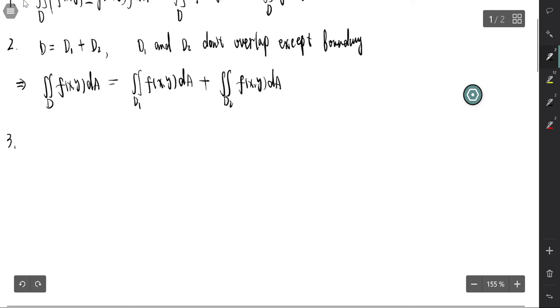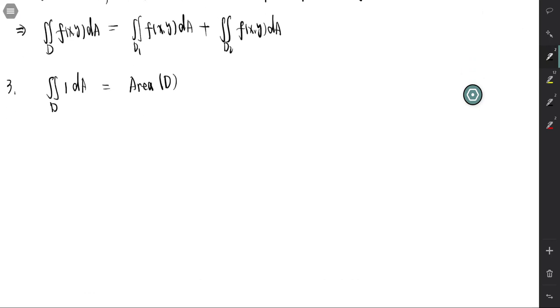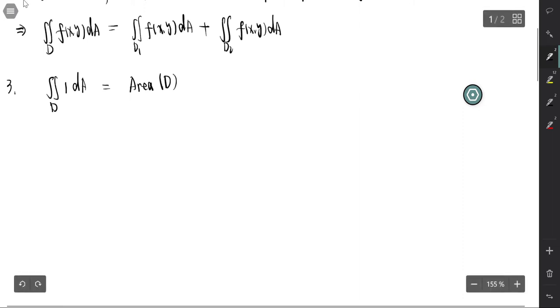The third one is the integration of 1 is the area of D. Because by the definition of double integral, the height of all the rectangles is 1. So by the formula of volume, the volume is the base area times 1. So the value of the volume equals the area of D.